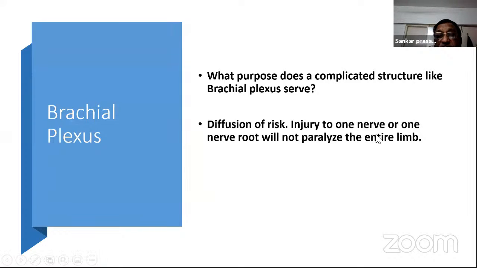What purpose does a complicated structure like brachial plexus serve? Last time we discussed in lumbosacral plexus also the same thing, that is diffusion of risk. Injury to one nerve or one nerve root will not paralyze the entire limb.